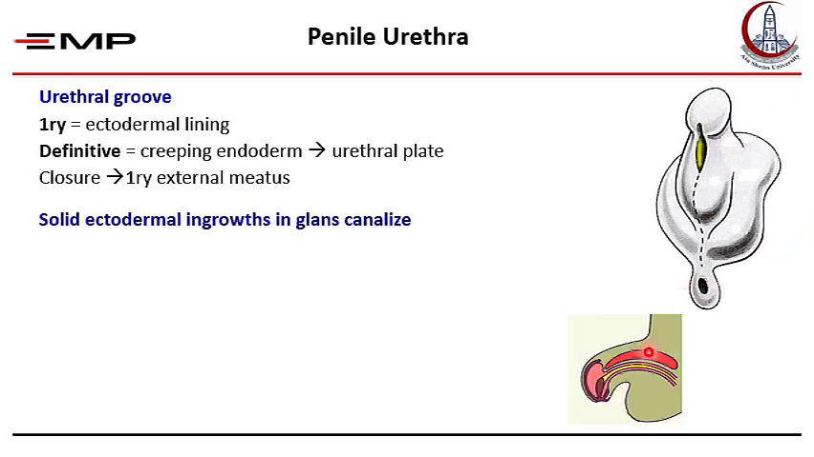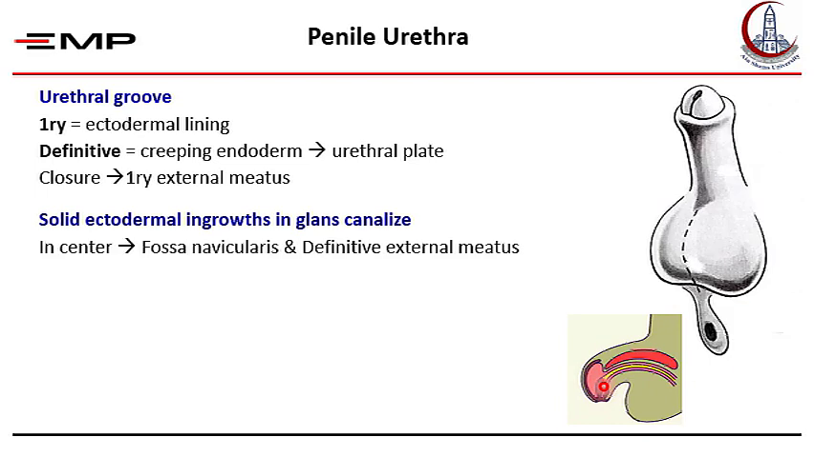Later, an ectodermal growth invades the glans. It becomes canalized to form the terminal part of the urethra, or the fossa navicularis. And now the urethra unites with the fossa navicularis, and now the definitive external urethral meatus moves from the undersurface of the penis to its tip.